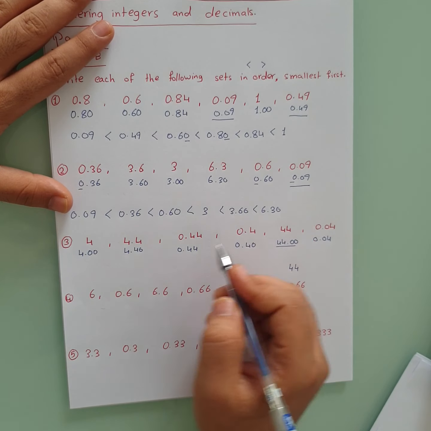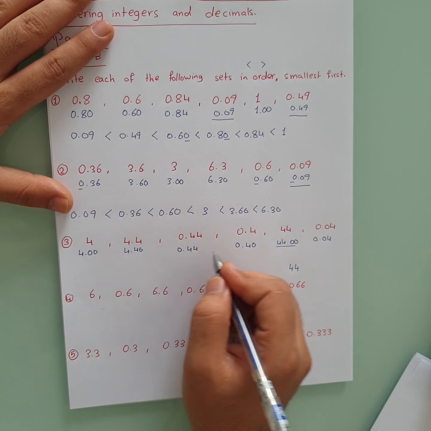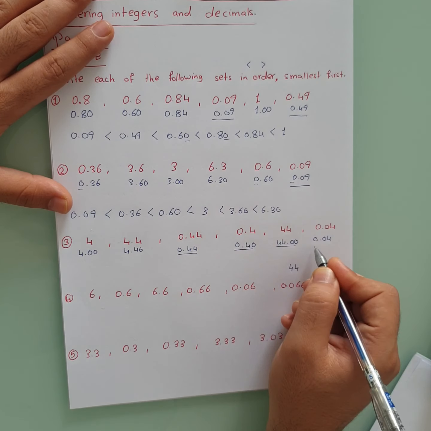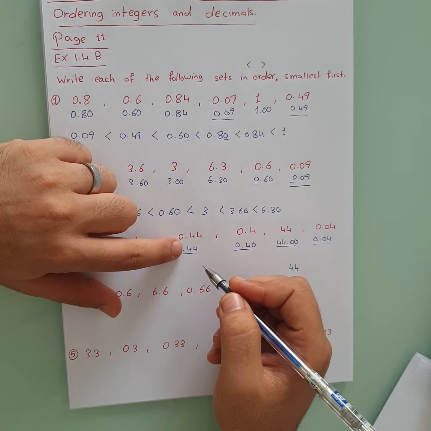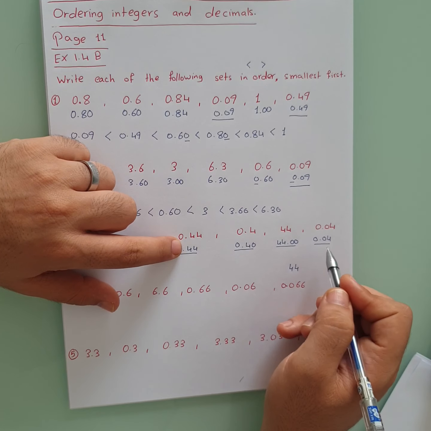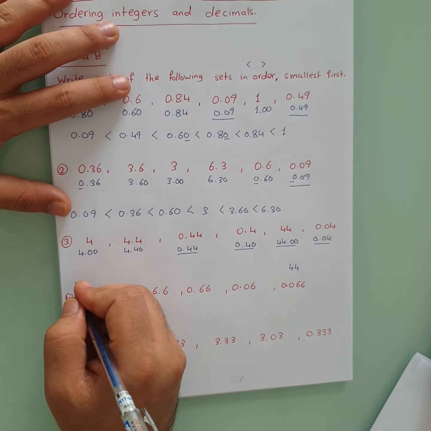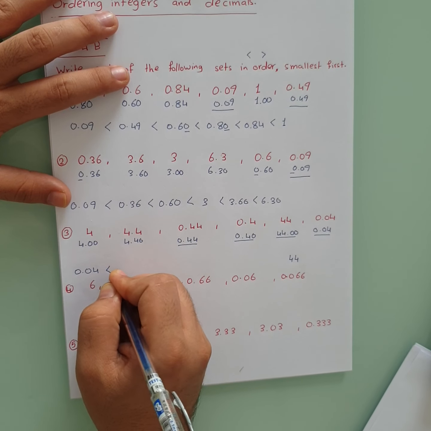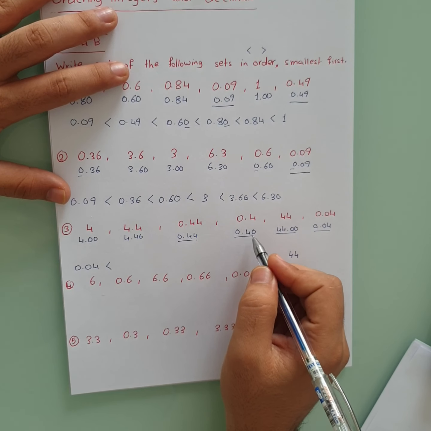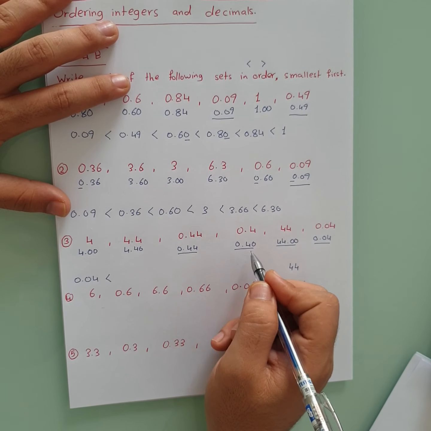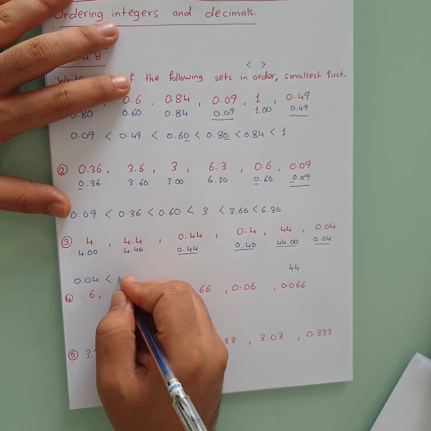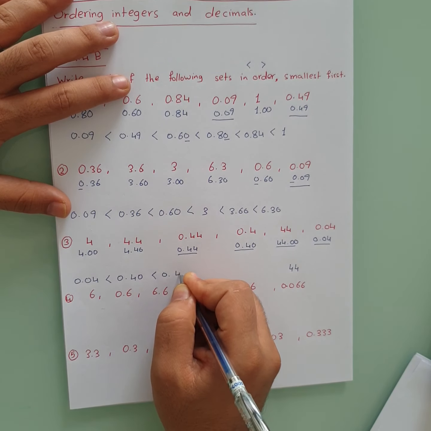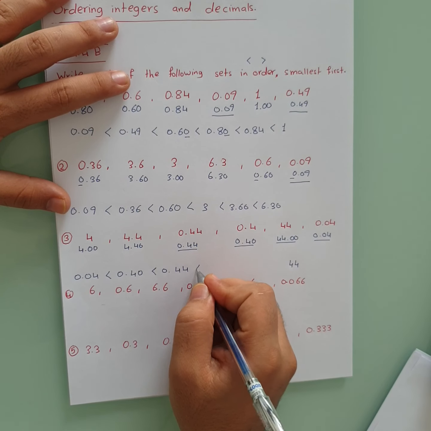Okay, now let's talk about the zeros, because this is the smallest number over here, so we have 1, 2, 3. Which one is smaller, 44 or 40 or 04? 04 is absolutely the smaller here. So 0.04 is smaller than. We have 40 and 44. Which one should I pick? For sure, 40. It's smaller. So 0.40 is smaller than 0.44, and then smaller than.